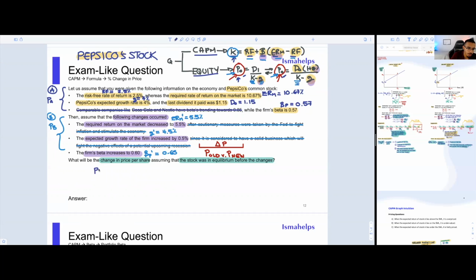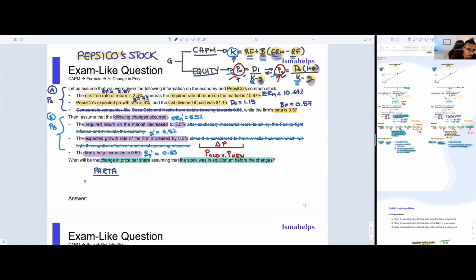So let's go for part A. Okay. So once again, within part A, we're going to plug our inputs into our CAPM formula. That's going to yield a required rate of return for PepsiCo. Then we're going to plug that into our equity valuation formula. That's going to give us a price for PepsiCo, and we're going to be done with part A. Then we're going to literally repeat that for part B. Then we're going to look at the difference between the two. We're going to get our answer.